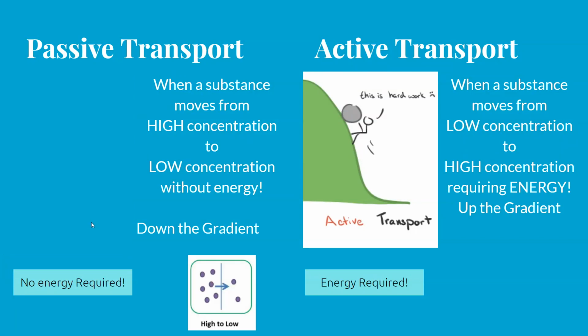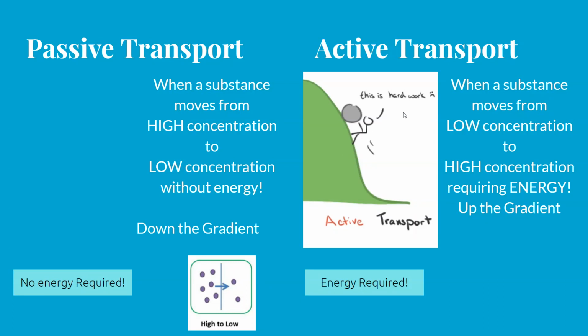So if you wanted to see that in terms of solutions, the particles would be going from high concentration over to where they are in low concentration. And this is no energy is required. When you're going down that hill, if you're sledding or if you're rolling a ball down a hill, it requires no energy whatsoever. On the other side, we have active transport.